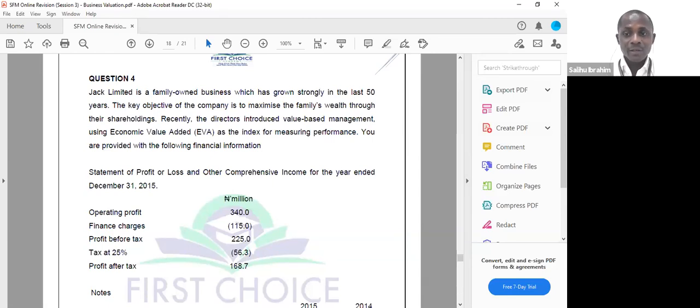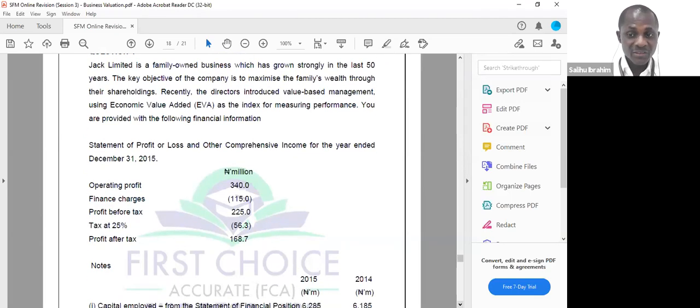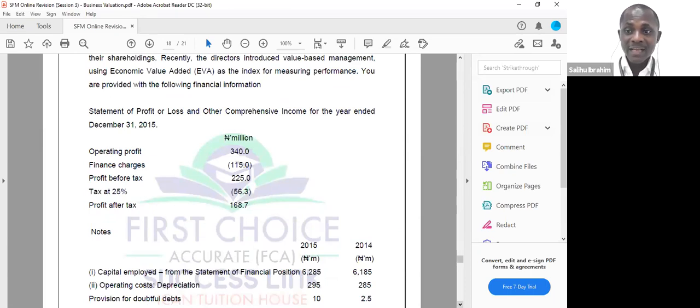Now look at our income statement. We have our operating profit. Operating profit is written as profit before interest and tax, right? So operating profit of 340 million. We have our finance charges of 115 million. We have our profit before tax, 225 million. Tax at 25%, which is 56.3 million. Then we have our profit after tax.